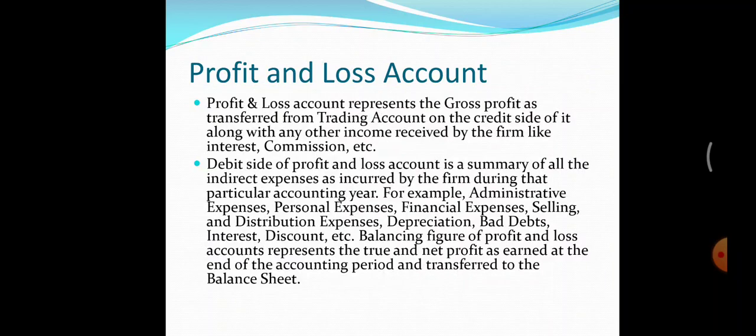Next we're going to see about the profit and loss account. Profit and loss account represents the gross profit transferred from trading account on the credit side, along with any other income received by the firm like interest, commission, etc. Debit side of the profit and loss account is a summary of all the indirect expenses incurred by the firm during the particular accounting year. For example, administrative expenses, personnel expenses, financial expenses, selling and distribution expenses, depreciation, bad debts, interest, discount, etc.